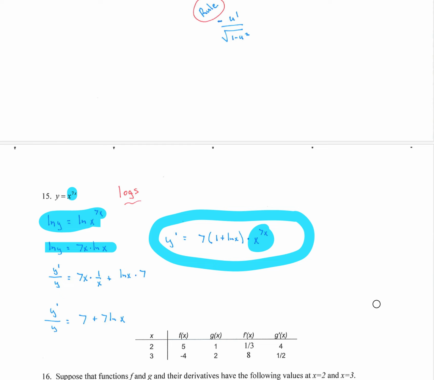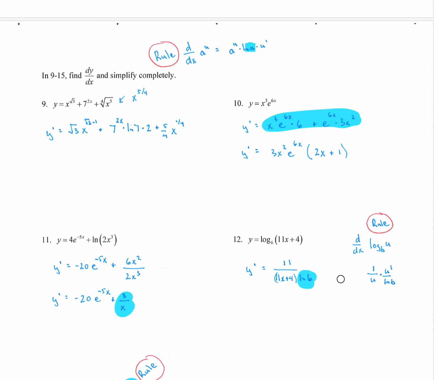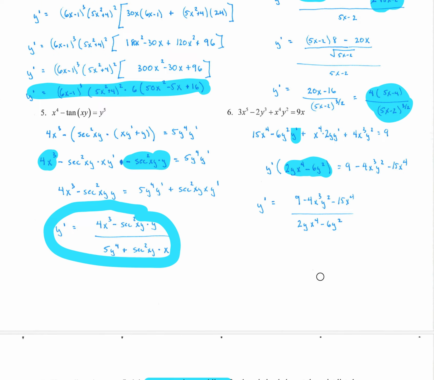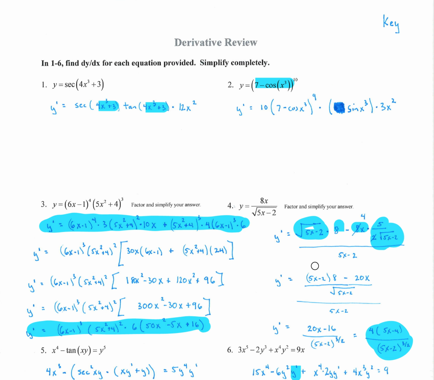So this review is a very good example of the length and difficulty of the test tomorrow, but certainly you should review all your derivative rules and be comfortable with all those situations.